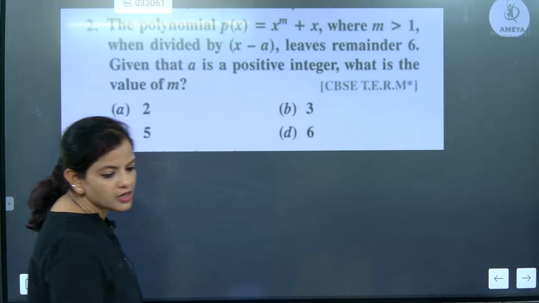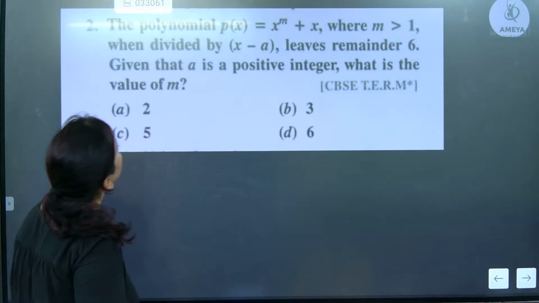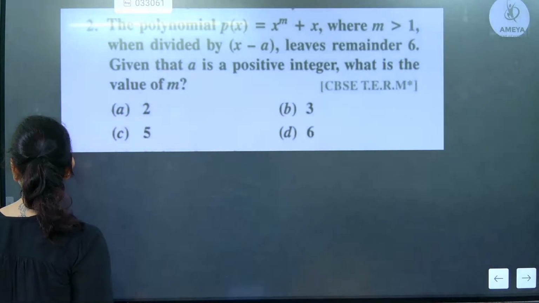The polynomial, come on children, go for it. Let's check this one out, please. The polynomial p of x, one by one, please check this one out.